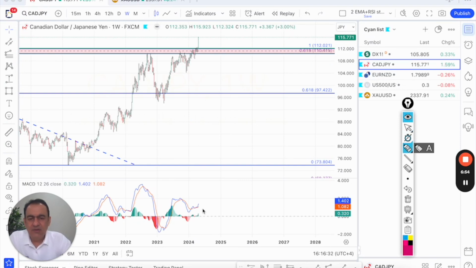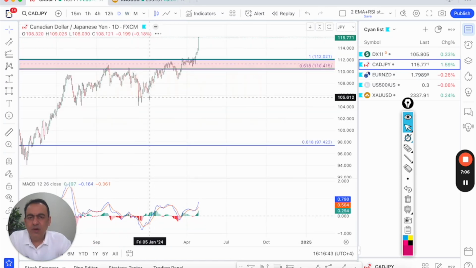I can clearly see the MACD lines are rising in the bullish direction and the MACD histogram is also rising. So weekly is bullish and monthly is also bullish. Let's move down now to daily.